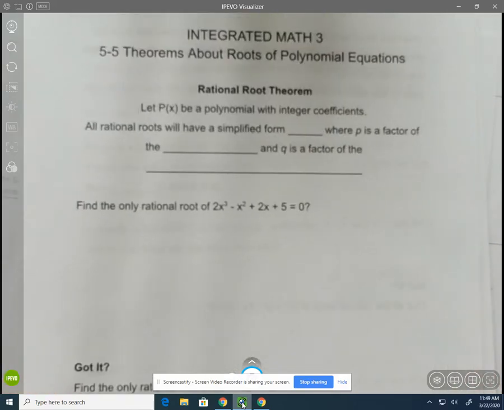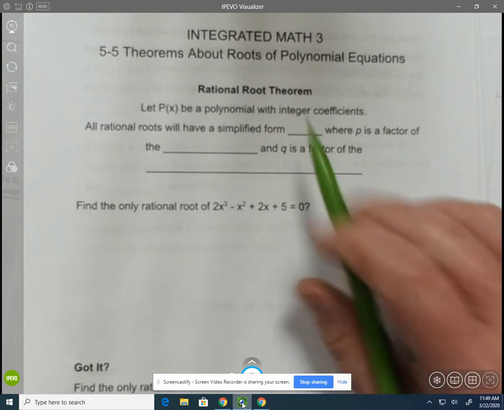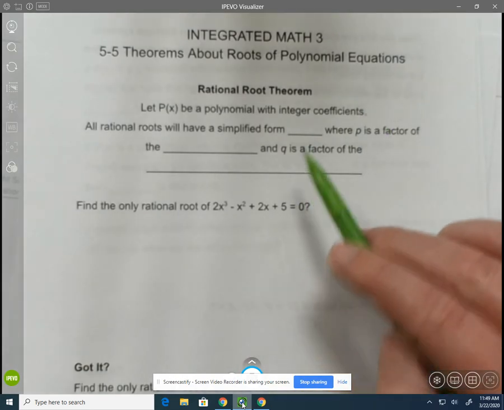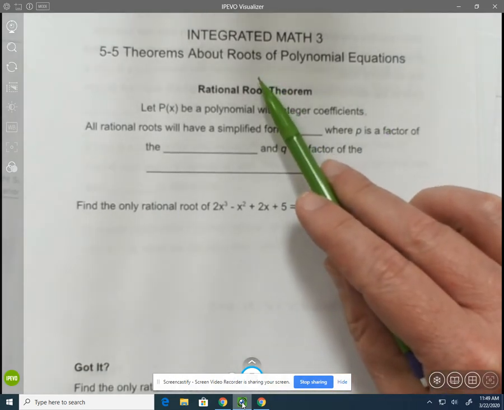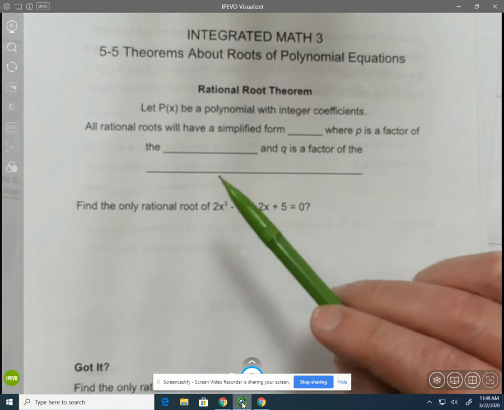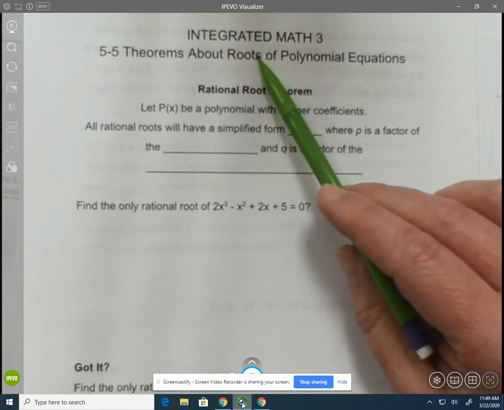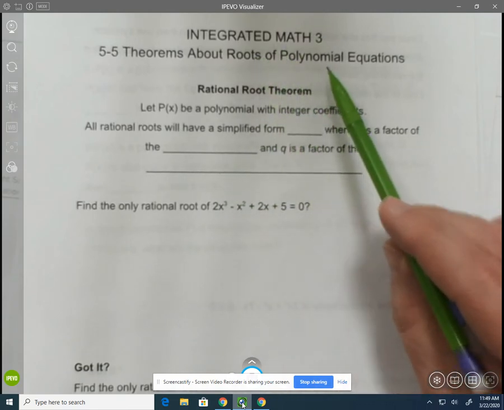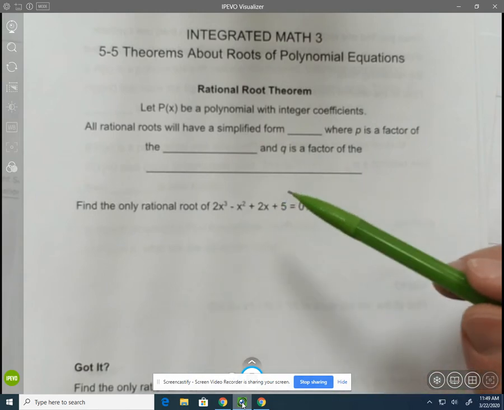We are taking a look at 5.5, this idea about some of the theorems, and we're going to look really just at one, about the roots of a polynomial equation. Now, roots is just the same as solutions, the same as x-intercepts. So keep that in mind. What we're trying to do is find the solutions for a polynomial equation.